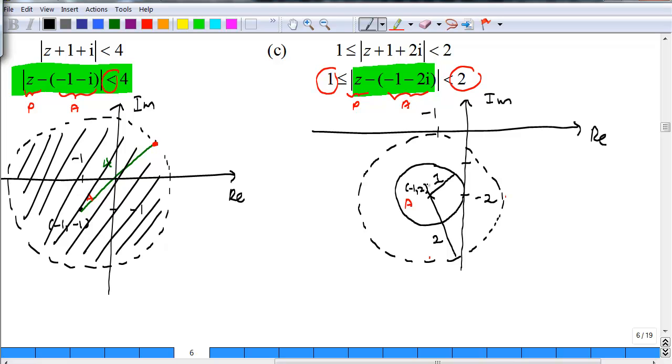So where are the points that satisfy this inequality? We know that the distance from the point P to the point A must always be between 1 and 2. So you realize that the answer to this question is all the points in these parts. It is very easy for you to check. You can just choose a point here as your Z, and then you connect with the center of the circle. You realize that this distance is always between 1 and 2.